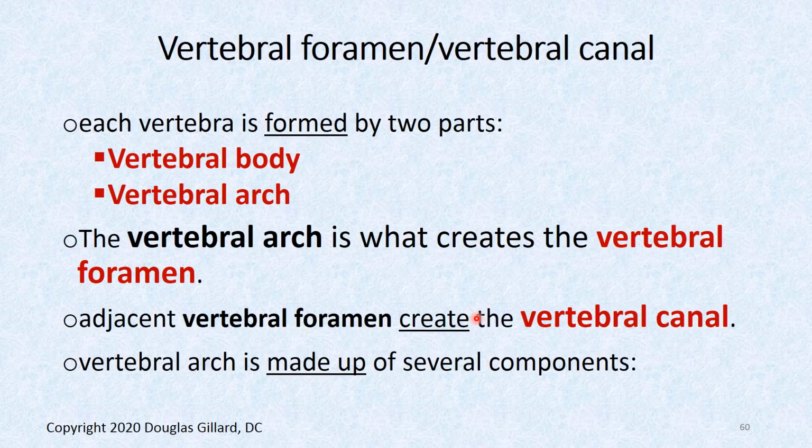Vertebral foramen, vertebral canal, we're still talking about those. I just wanted to throw this slide in here too. I didn't really say, what is a vertebra? I mean, this could have been the first slide of the whole series. A vertebra is formed by 2 parts. There's a vertebral body and there's a vertebral arch. So we need to talk about this vertebral arch. The vertebral canal is inside the vertebral arch.